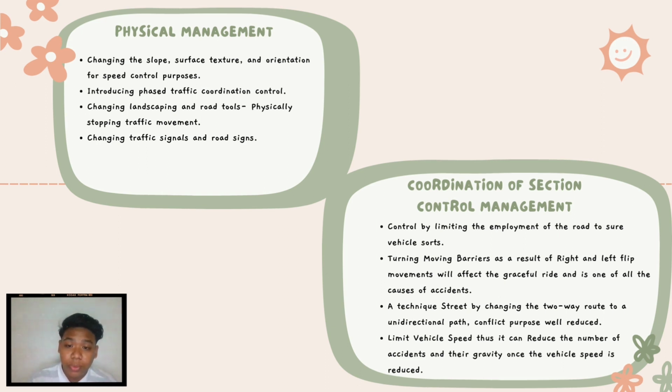Firstly is changing the slope, surface texture, and orientation for speed control purpose. Secondly, introducing pace, traffic condition control. Thirdly, changing the landscape and road tools, physically stopping traffic movement. And lastly, changing traffic signal and road sign.